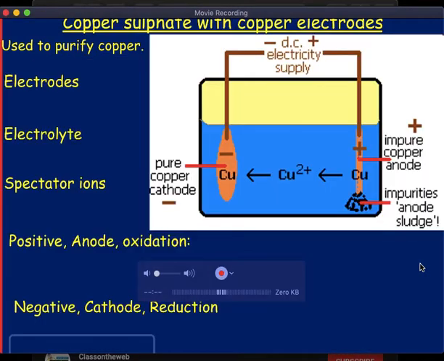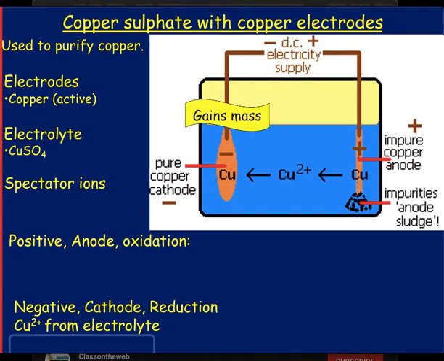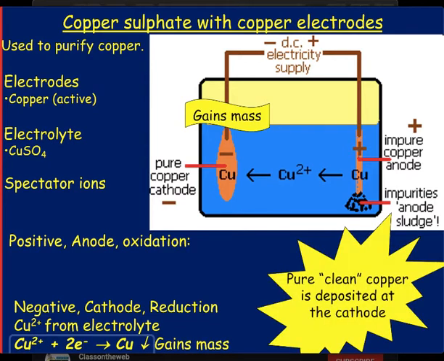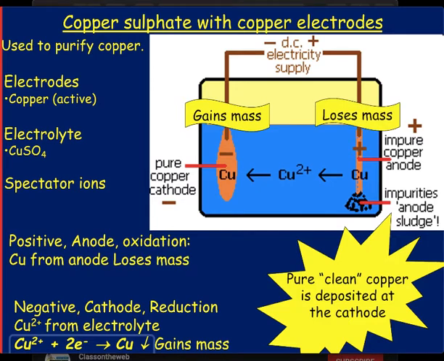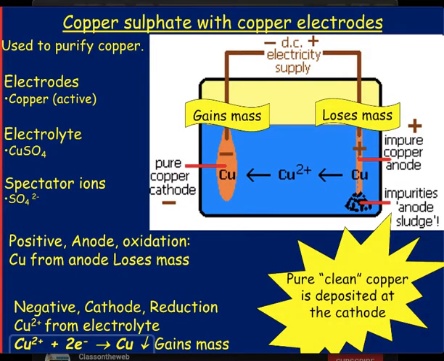Now, as I say, for you it's going to be what are the observations. So our electrodes are copper, and they're active electrodes now because they're actively taking part. Our electrolyte is copper sulfate, and that's just to keep supply of copper going. And what we notice is that our cathode actually gains mass, it gets bigger, and that's because pure copper is being attached, and our anode loses mass. So there are your 2 observations.